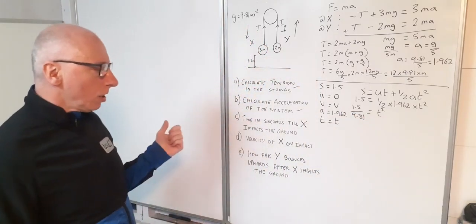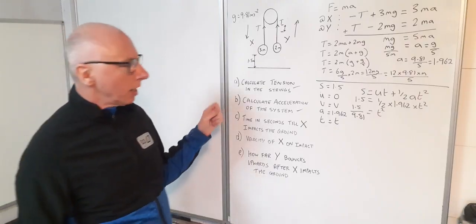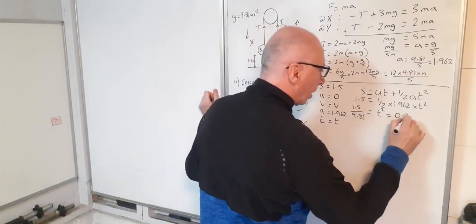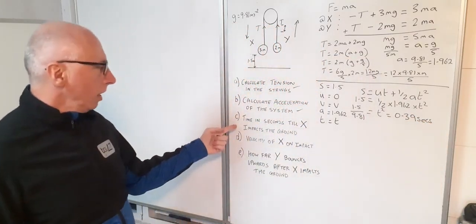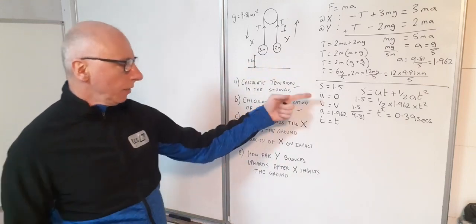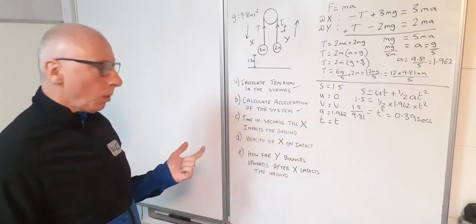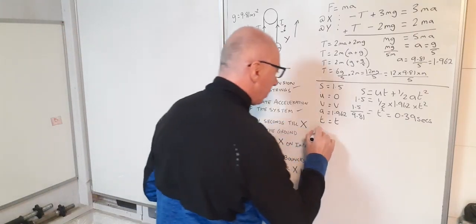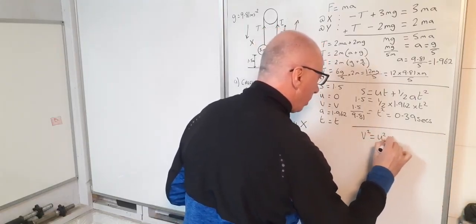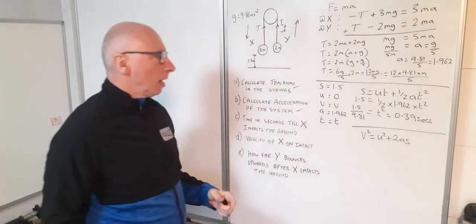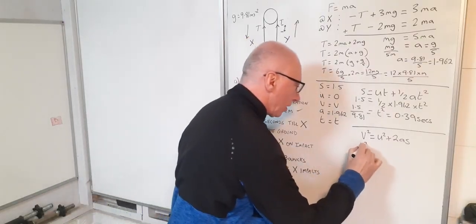Okay, so then T squared, if I take the square root of that, I'm going to get approximately 0.39 seconds. So that's part C taken care of. So now we need to find V. Now with that information, now I've got T, I can use V squared equals U squared plus 2AS. So let's use that on this side. So V squared equals U squared plus 2AS. And now V is what I need, so that's going to stay on the left hand side.